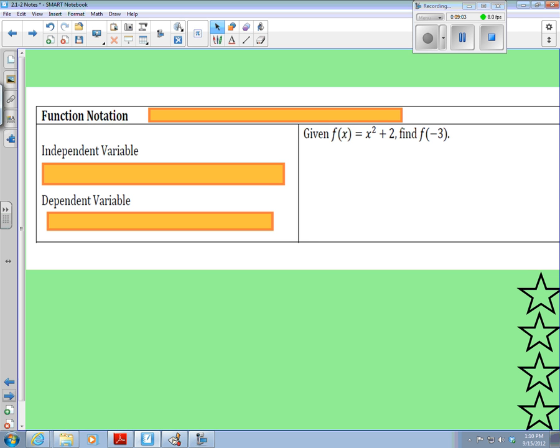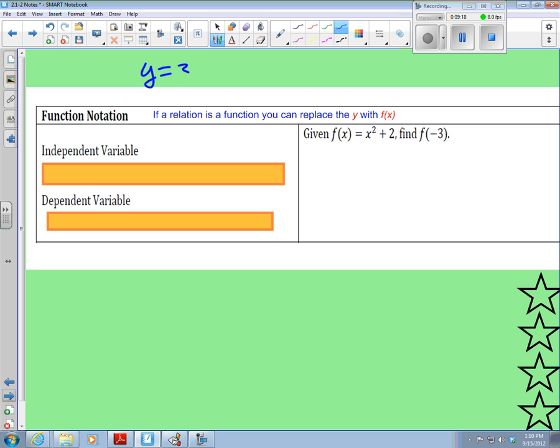So we get into what's called function notation here. Function notation: if a relation is a function, you can replace the y with f of x. What they mean by that is this. y equals 3x plus 1. That's a relation, because you could plug in values for x and get values for y. You'd create a bunch of ordered pairs. It is a function. You can plug it into your graphing calculator to make sure, but it's just going to be a line, which is a function.